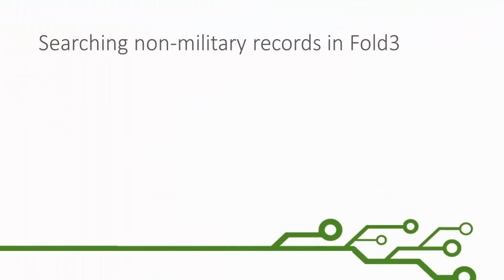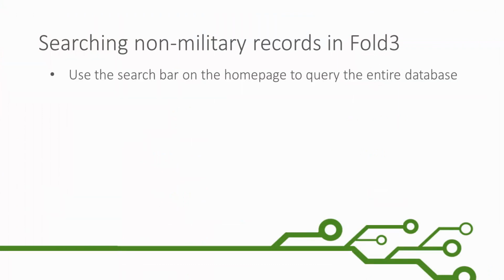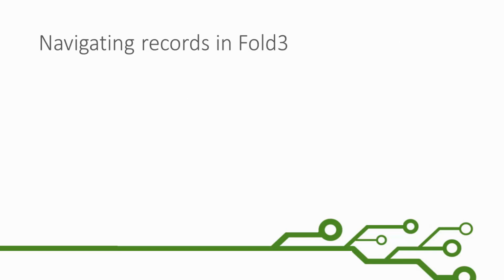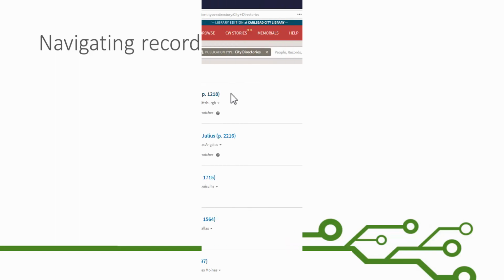To summarize, use the search bar on the Fold3 homepage to search across the entire Fold3 database. Use a single search term or multiple search terms. You can narrow your results by adding or subtracting terms in the search bar or by using the filters along the left menu bar. Whether you search, browse, or use a combination of the two methods, there are a couple tips that might make navigating those records a bit easier.